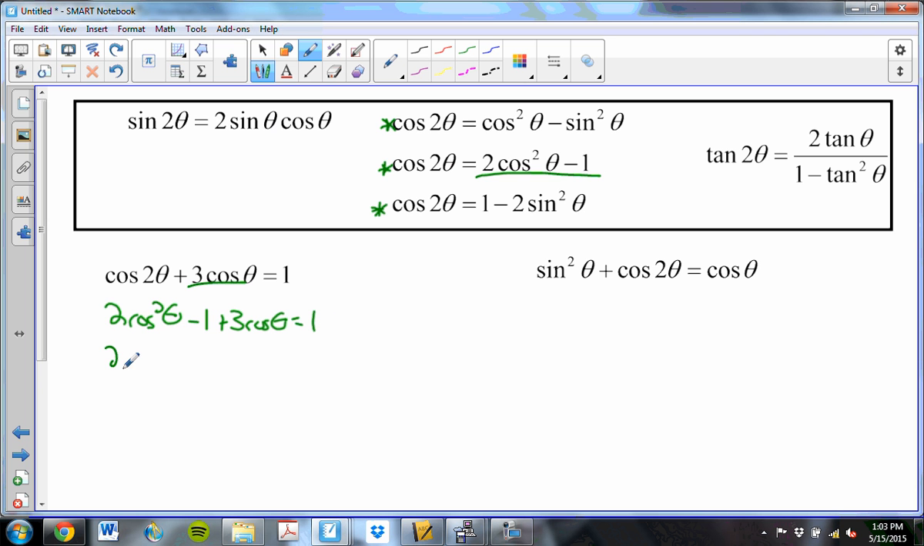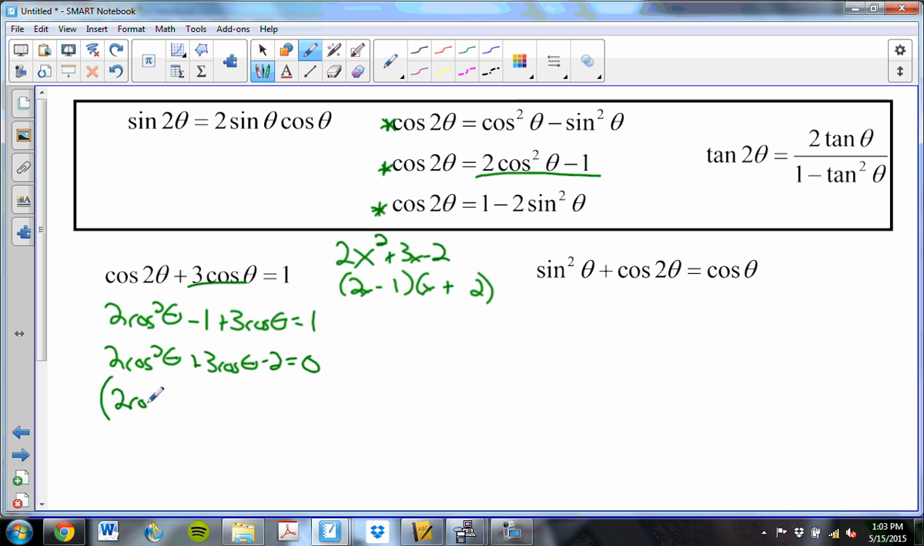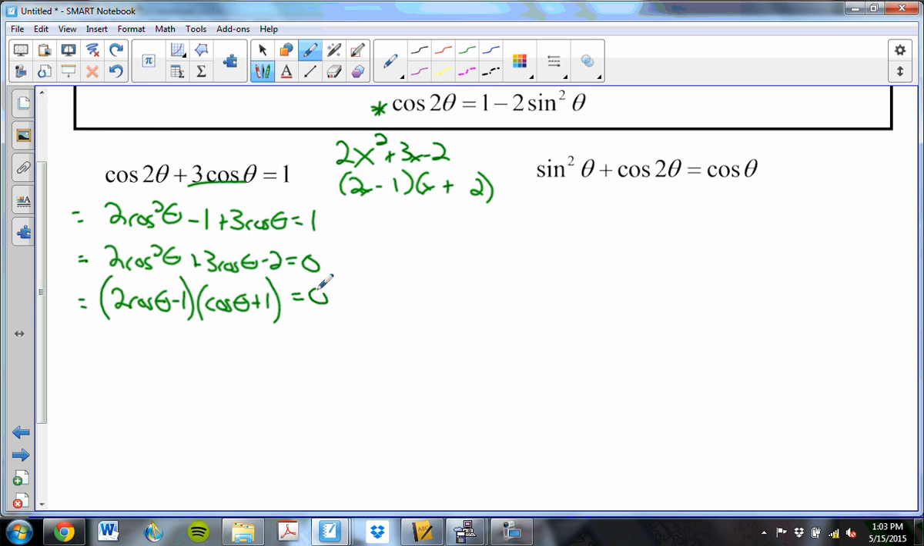And hopefully this also factors nicely. 2 cosine squared theta plus 3 cosine theta minus 2 equals 0. And then I'm going to think about factoring this. 2x squared plus 3x minus 2 factors into a 2x, and an x, and a 2, and a 1, and a plus and a minus. So instead of 2x minus 1, it's 2 cosine minus 1, and then cosine plus 1. That's all equal to 0.